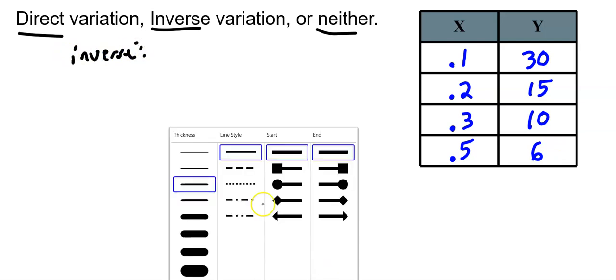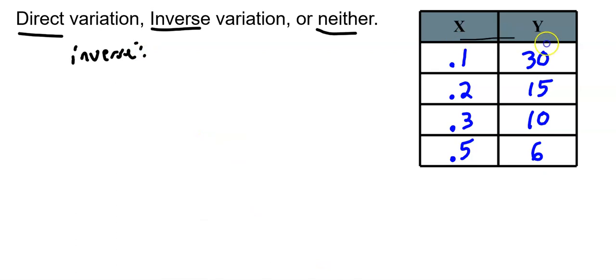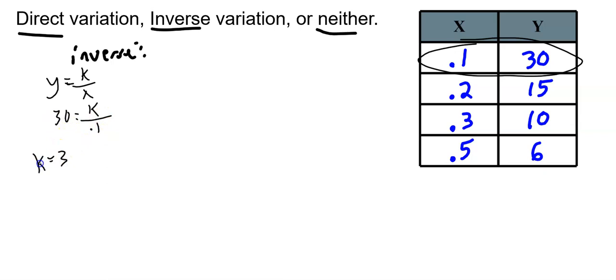So to check it, what you want to do is plug in. You choose a point. I'm going to choose that first point. I'm going to plug into the inverse equation, so k divided by x. So this will be 30 equals k divided by 0.1. If I multiply both sides by 0.1, I get 3 equals k, or k equals 3.